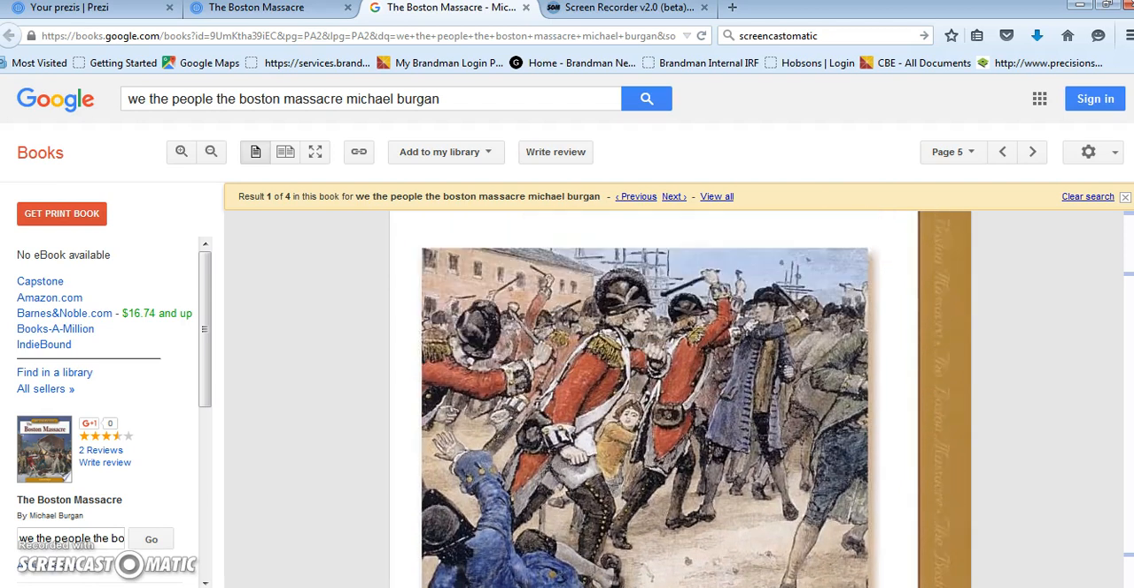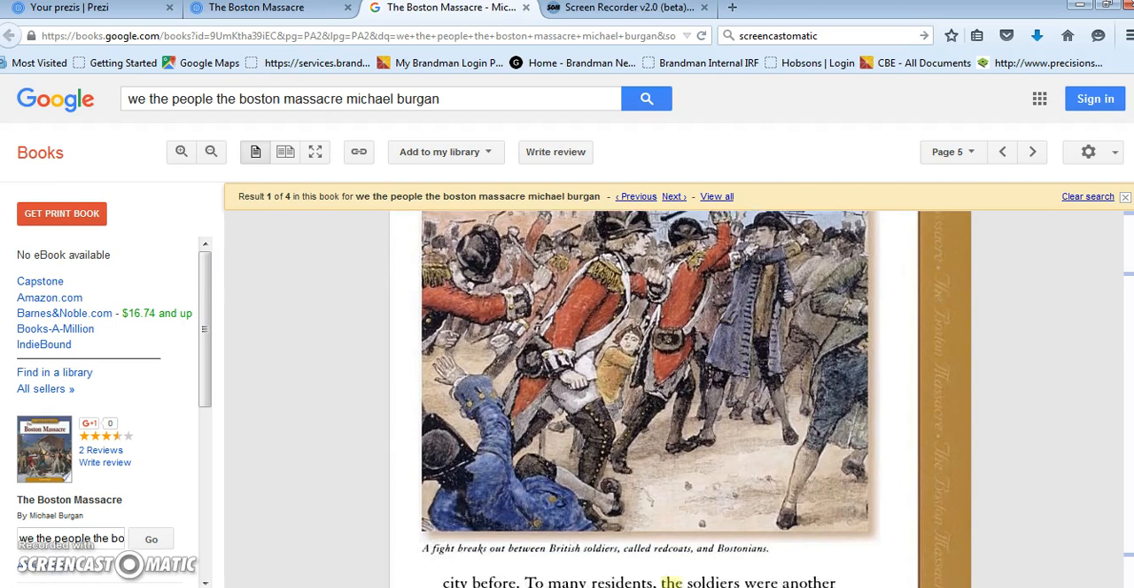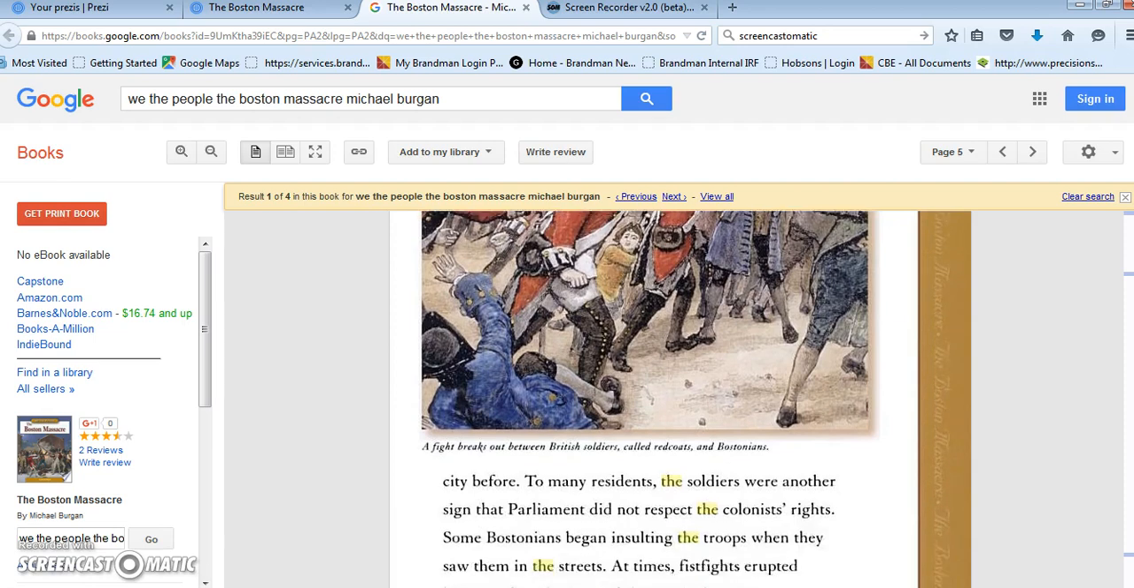Let's go back and look at this picture real quick. The gentlemen in red are the British troops, and the others in blue are the American colonists.